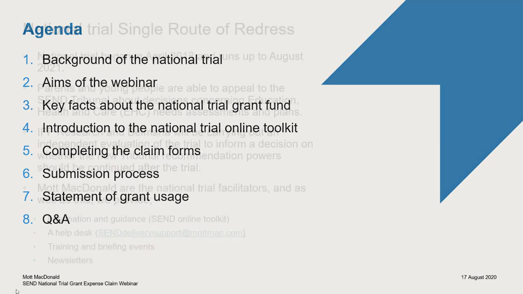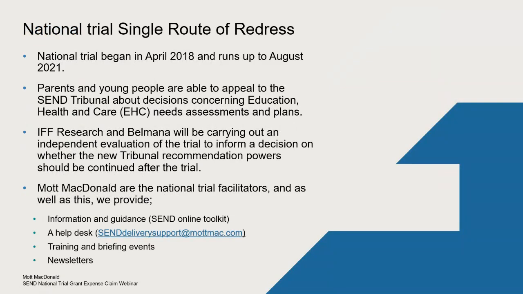So firstly, onto a bit of background about the national trial. We thought we'd kick off with this just to give everyone a bit of context. As I'm sure you're all aware, the national trial began in April 2018 and will be running up to August 2021. Parents and young people are able to appeal to the SEND Tribunal about decisions concerning education, health and care needs assessments and plans. Throughout the trial period, IFF Research and Balmana will be carrying out an independent evaluation of the trial to inform a decision on whether the new tribunal recommendation powers should be continued after the trial.